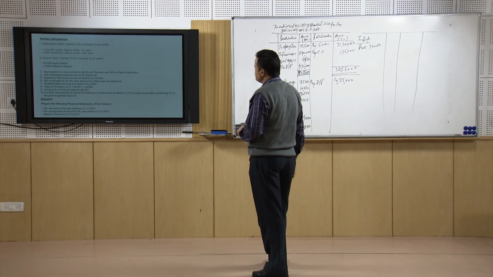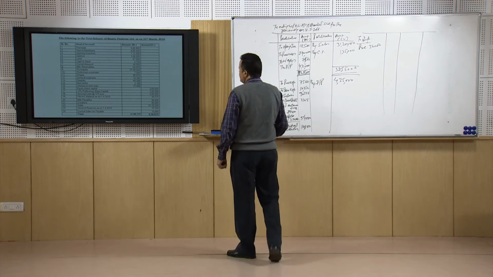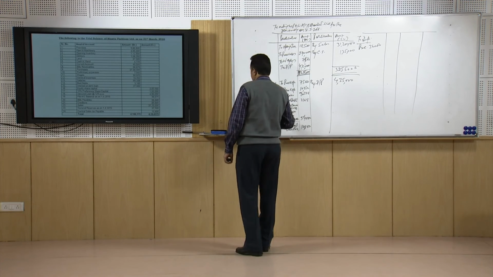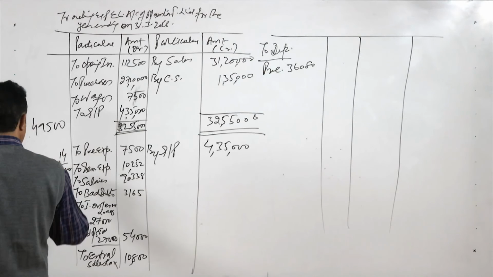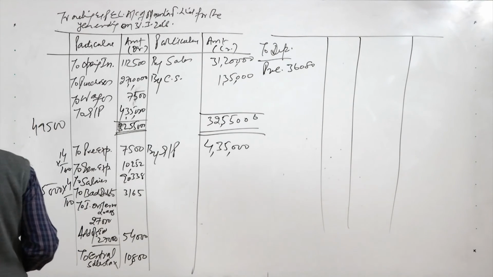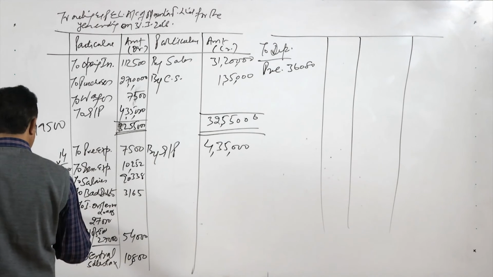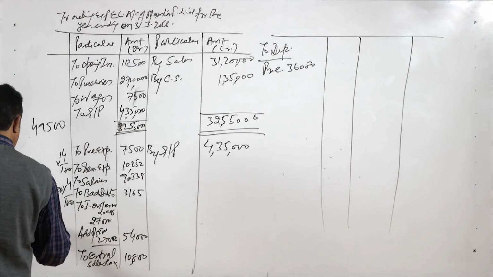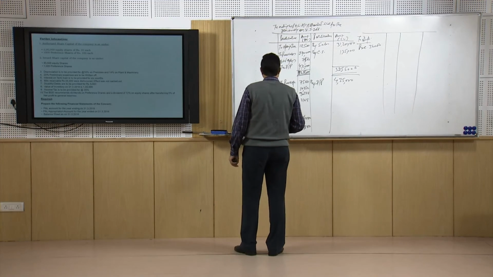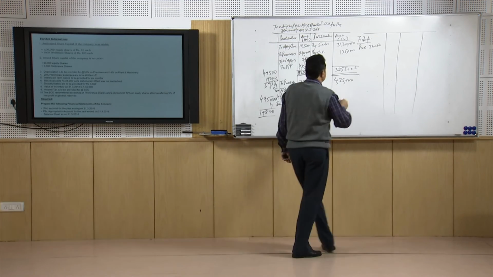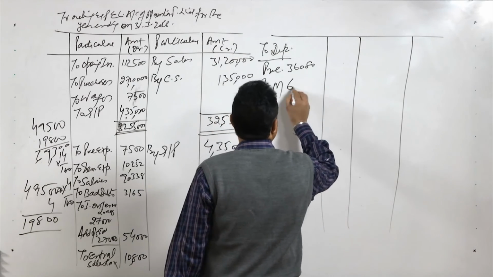Then the next item given to us was plant and machinery at the rate of 14%. Plant and machinery is 4,95,000. 10% of this works out as 49,500, and we will have to provide 4% more on this. 4% of this is 19,800 more. So the depreciation on plant and machinery is going to be 69,300.